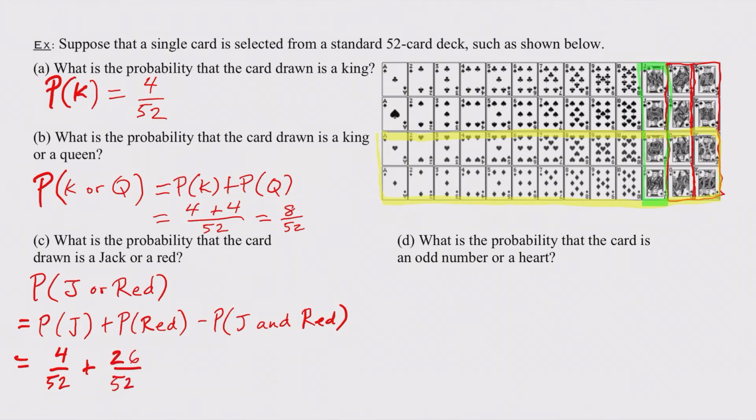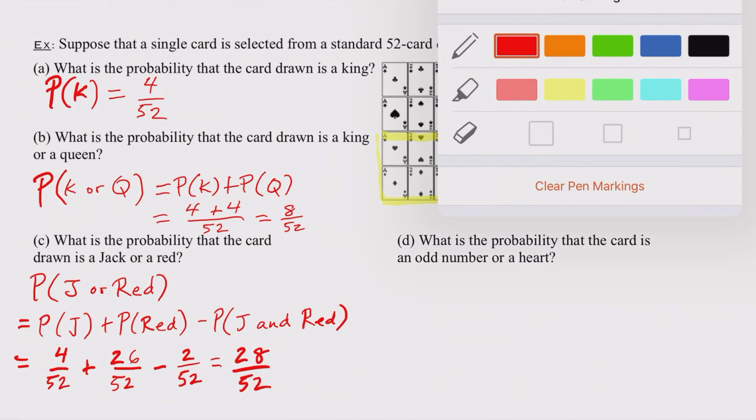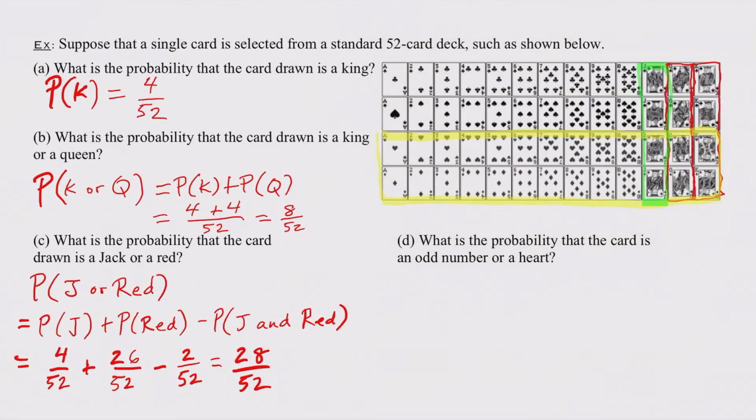And then part D, what is the probability that the card is an odd number or a heart? Now here again, maybe we can highlight which ones in our sample space here are odd. So those would include these cards here, the 3s, the 5s, the 7s, the 9s. Okay. And then hearts, let's see, the hearts would be the ones here in this row, containing all the hearts.